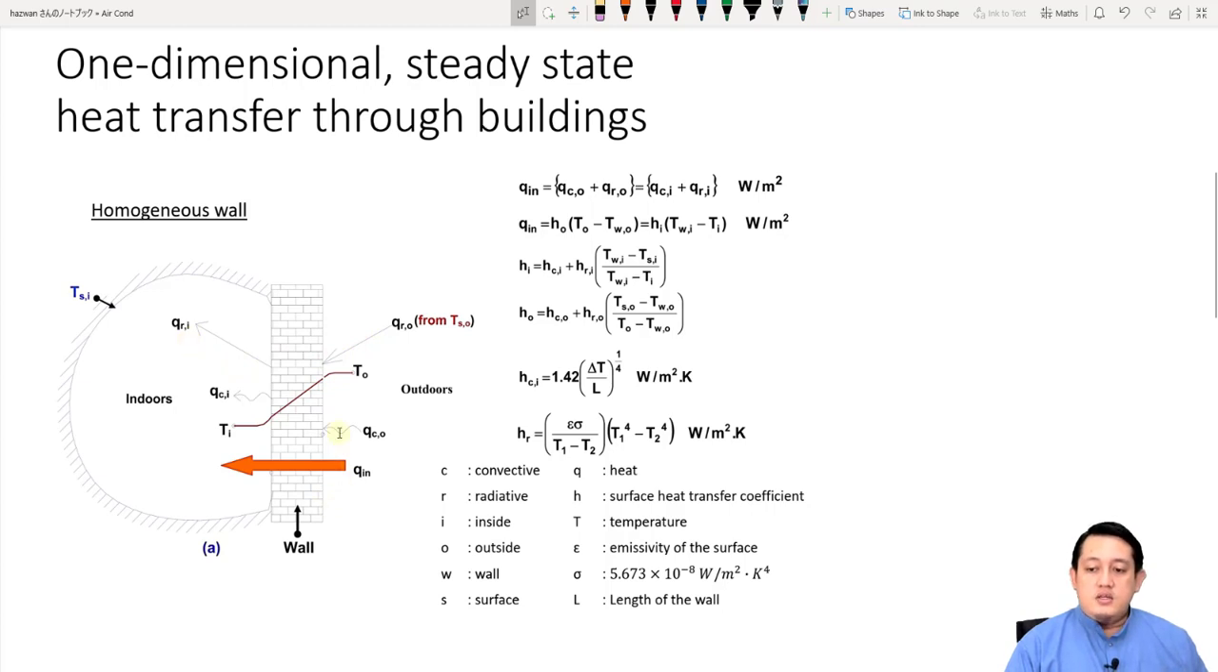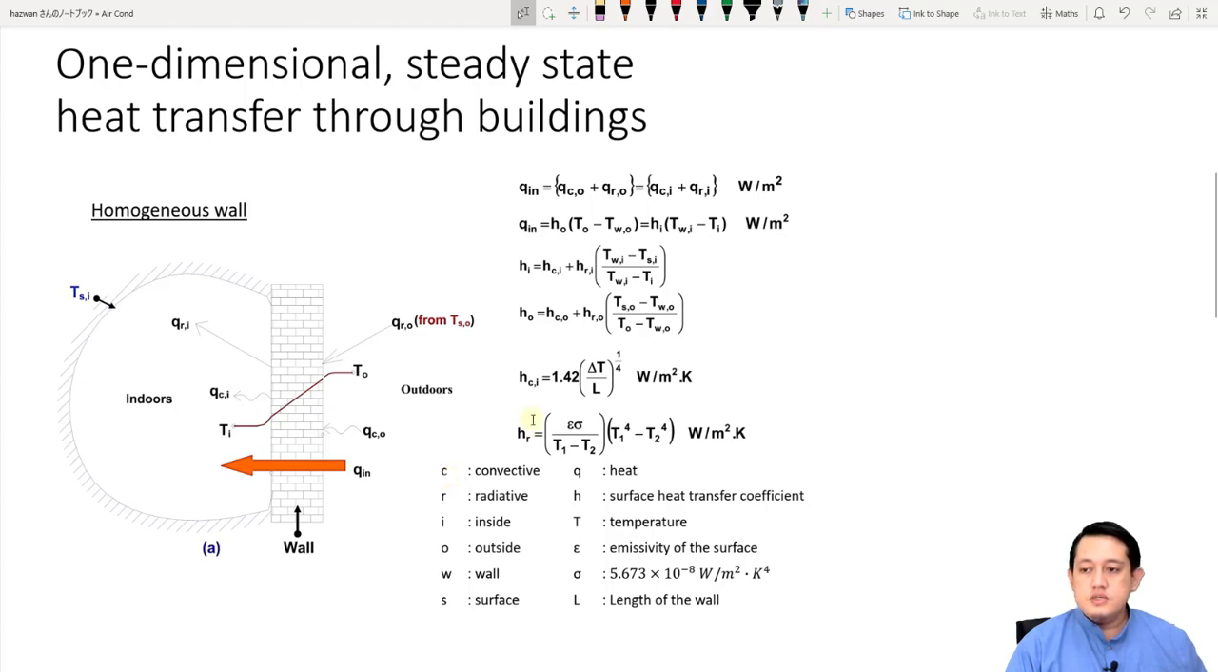The total heat transferring from outside to the inside is this one, Q in. How do we calculate this Q in? Q in can be calculated using the convective heat from the outside plus the radiative heat from the outside. This is the heat rate. Or we can also use the convective heat of the inside plus the radiative heat of the inside. Both are the same: this one plus this one is equal to this one plus this one.